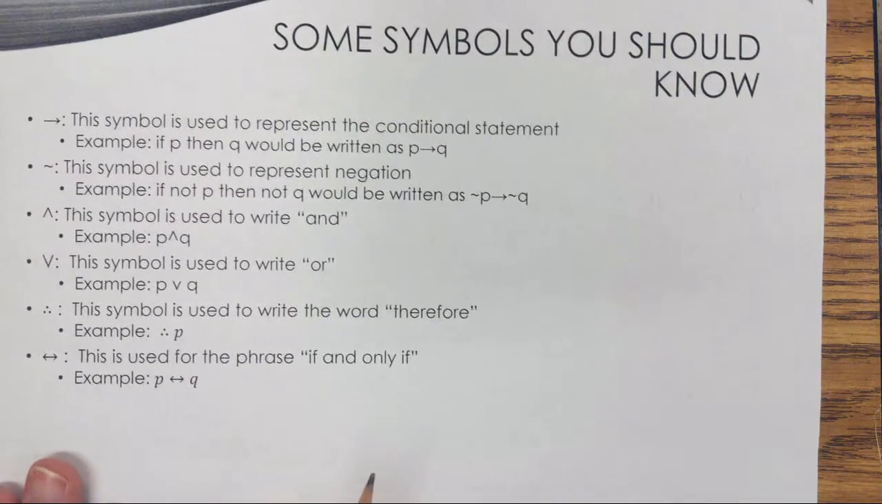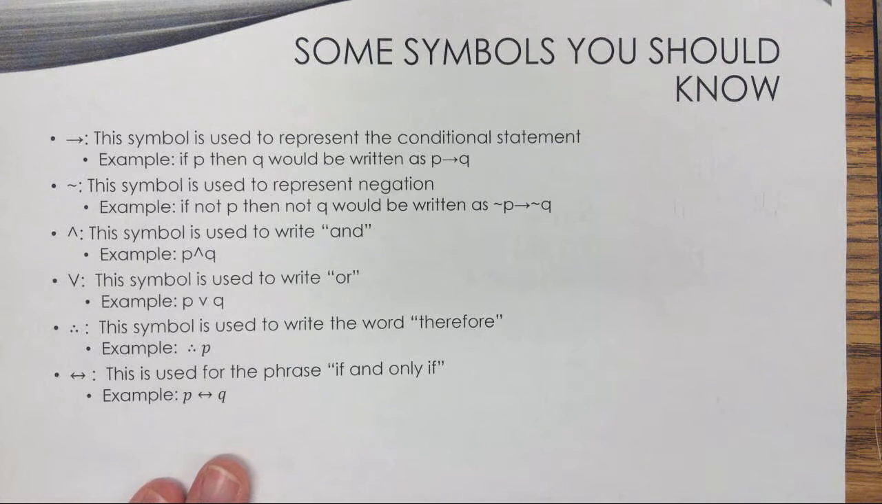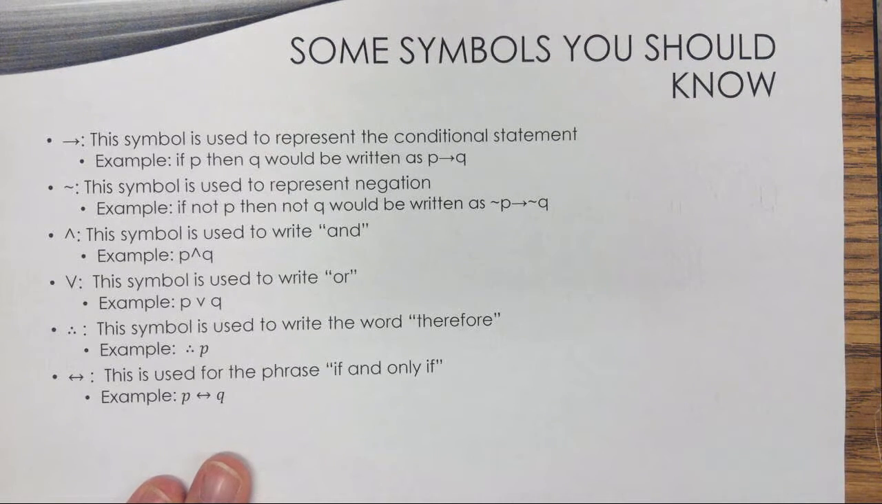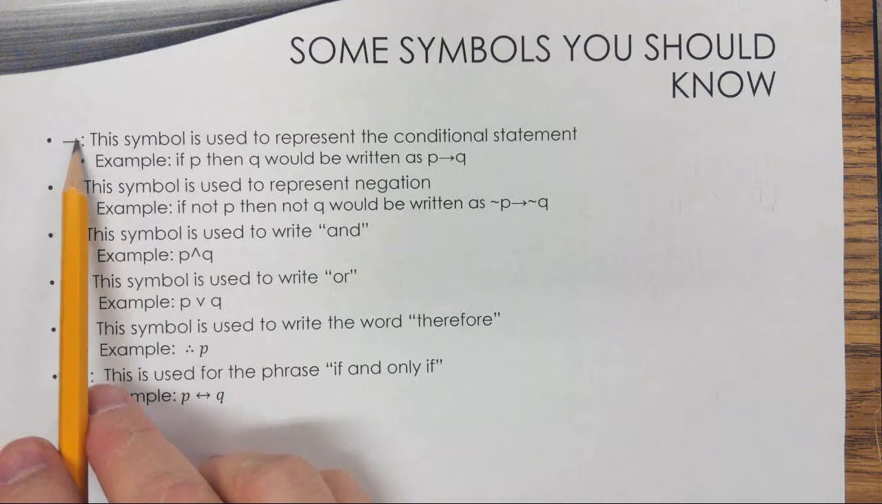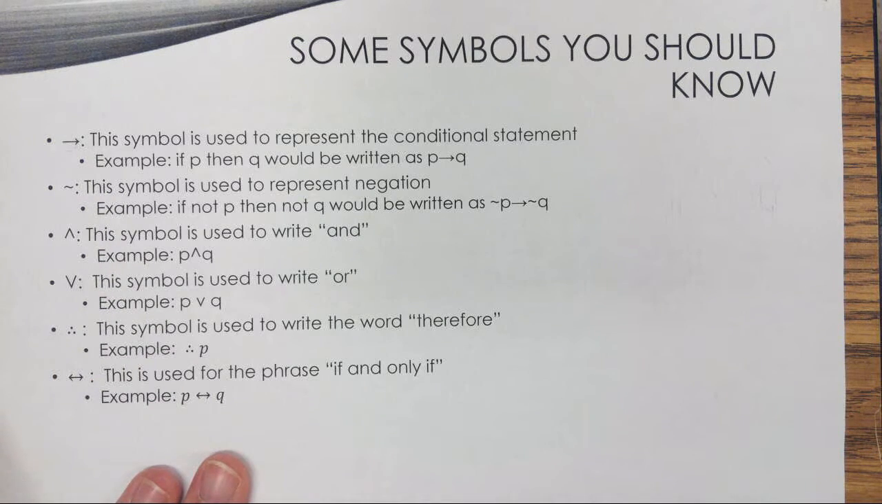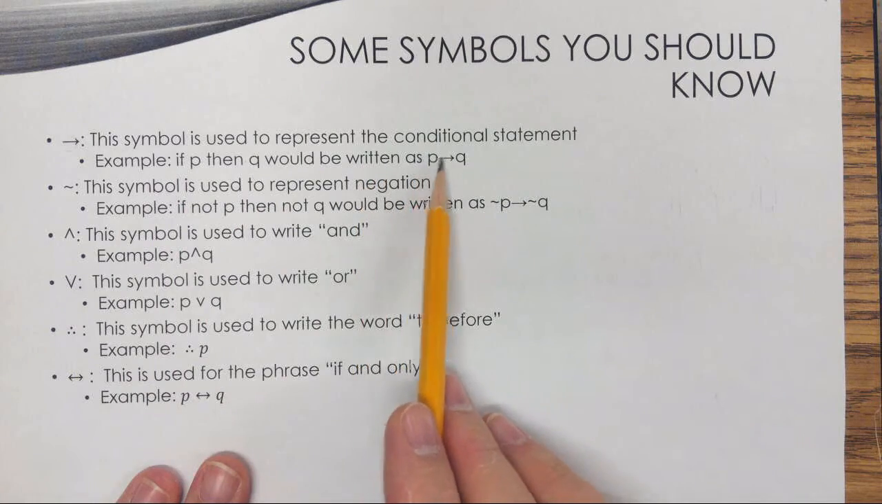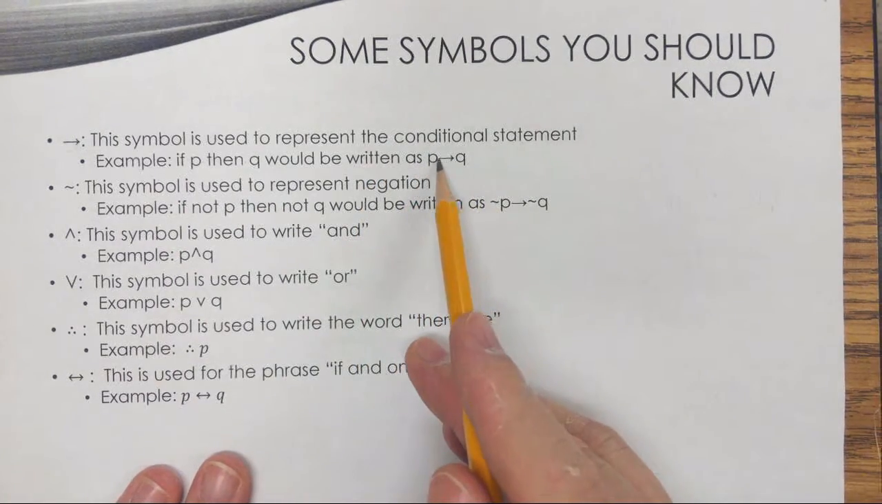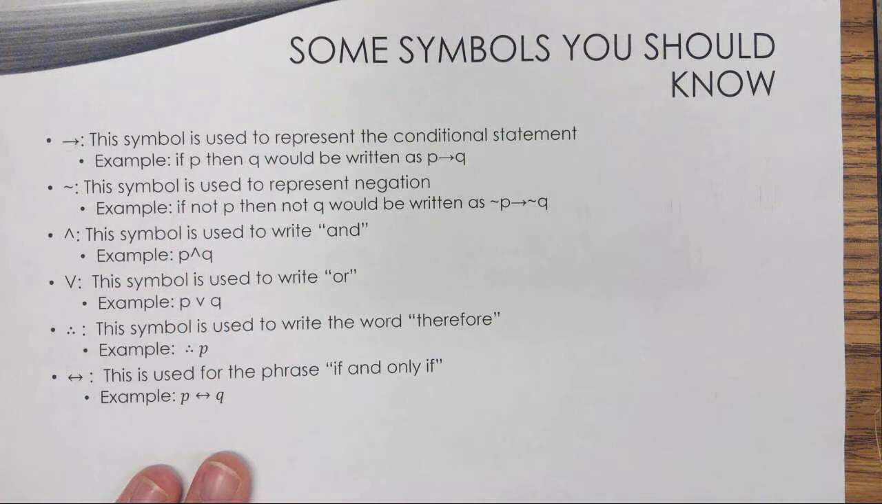Alright. The last little part that we need to think about are some symbols that you need to know. It'll make it easier for you to think about these conditional, biconditional, make them easier to write. Okay? So, I've got this little arrow. It's like I'm just going to the next thing. It's just pointing to the right. So this symbol is used to represent the conditional statement. So for example, if P then Q would be written as P arrow Q. Okay? So this arrow in here is just a way to abbreviate this if P then Q, or this conditional statement.